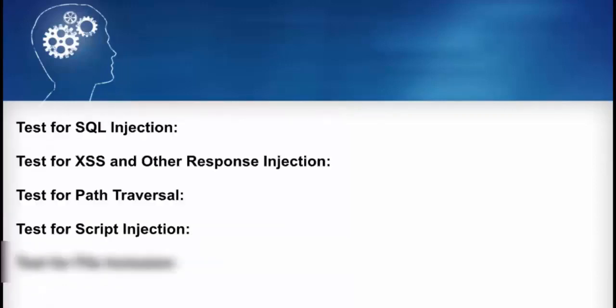Fourth, test for script injection. If the application appears to be vulnerable, verify this by injecting further commands specific to the scripting platform in use. For example, you can use attack payloads similar to those used when fuzzing for OS command injection, like this.